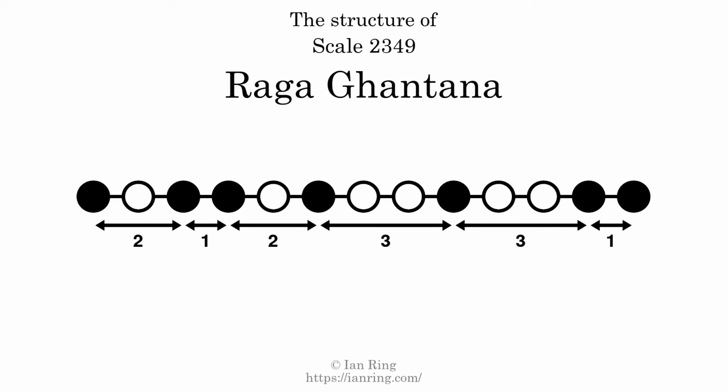The structure of a scale is a description of the interval distance between each successive tone. This scale has a structure of 2-1-2-3-3-1.